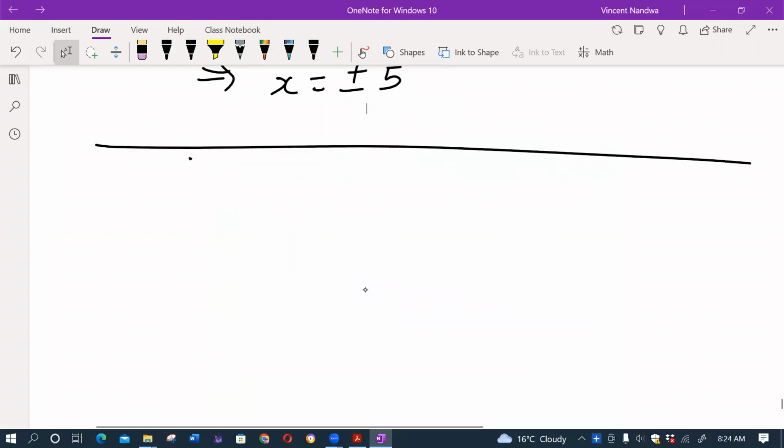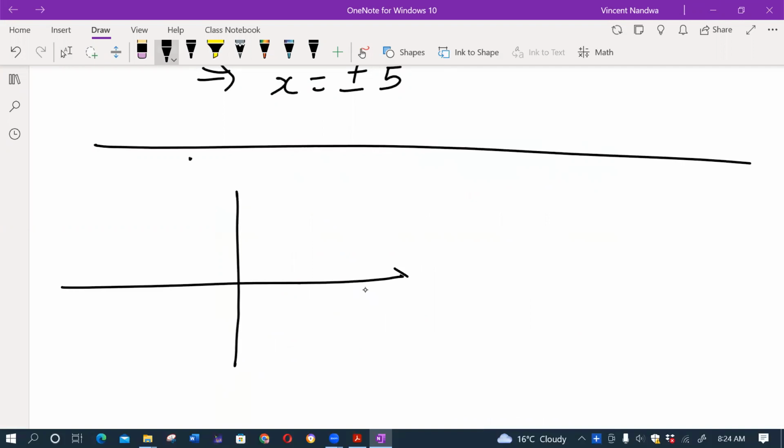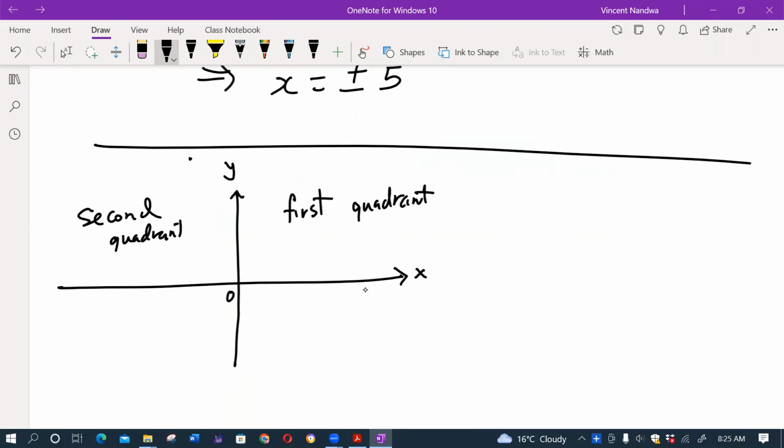So when you draw x and y axis, this region is usually called the first quadrant. This region is called the second quadrant. This region is called the third quadrant. This region is called the fourth quadrant. And this point here is what we call the origin.